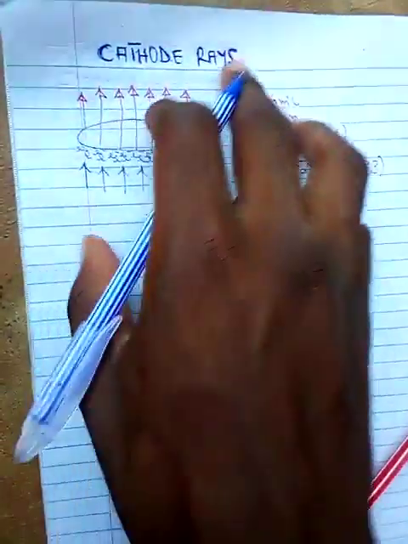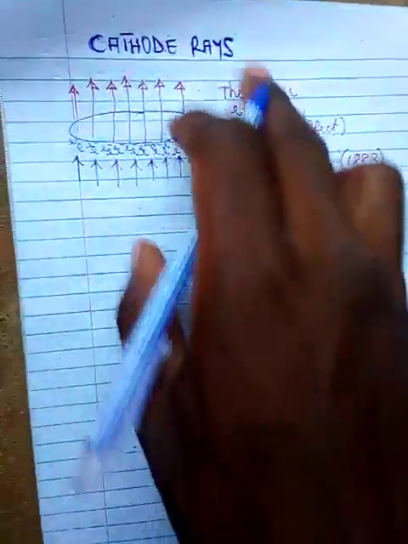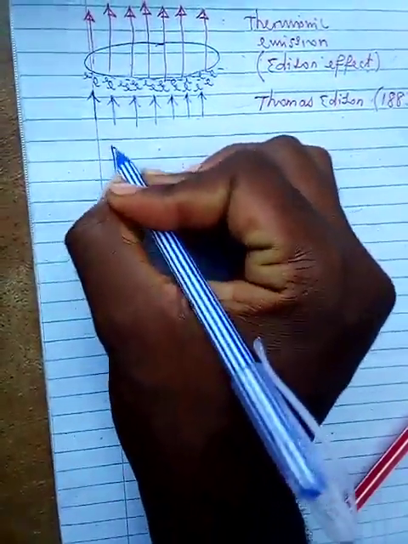Now, what are some of the properties of cathode rays that we should be familiar with? What are some of the properties of cathode rays that we should be acquainted with? Well, let's look at the properties.